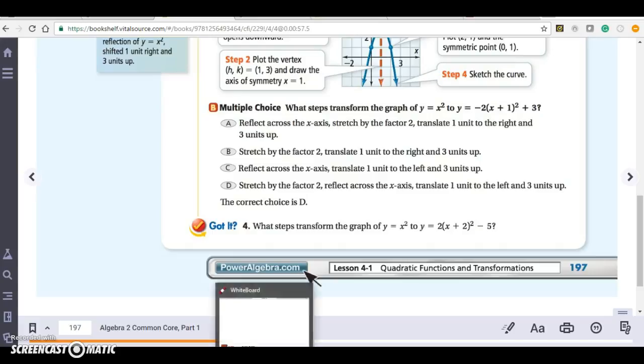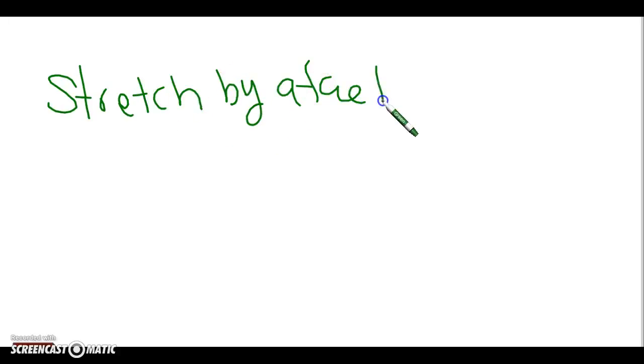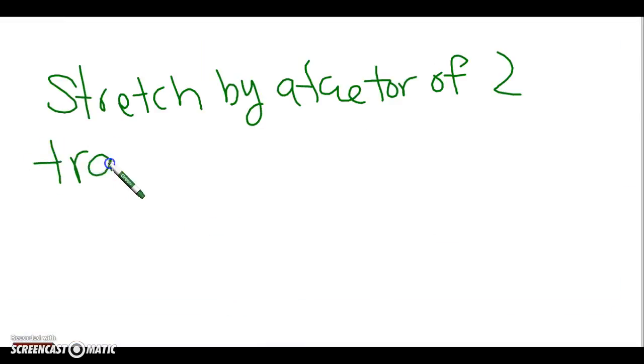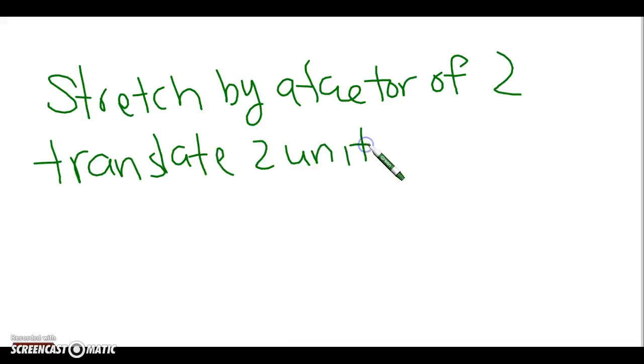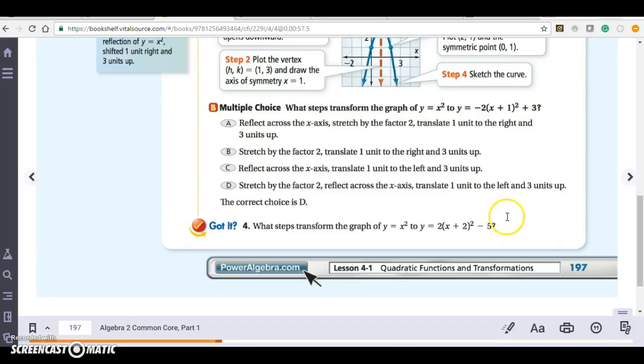So let's write that. So we'll say stretch by a factor of 2. Next, I'm going to move to the left 2. And we also translate, let's see, 5 units down because of that minus sign.